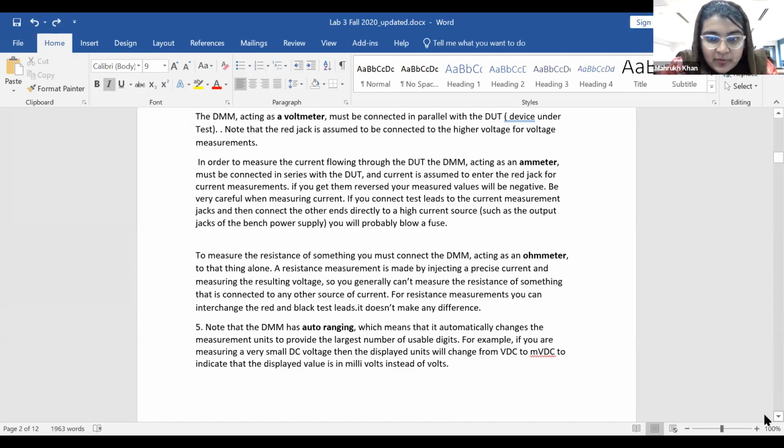Okay, resistance measurement is made by injecting a precise current and measuring the resultant voltage, of course. So you generally can't measure the resistance of something that is connected to any other source because its resistance is dependent on the current and voltage. For resistance measurement, you can interchange red and black test leads, okay?